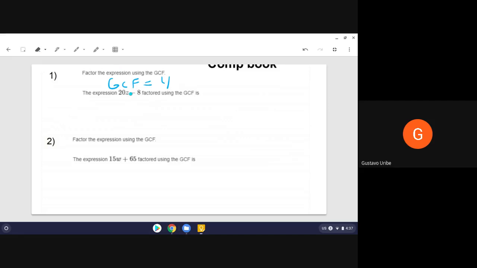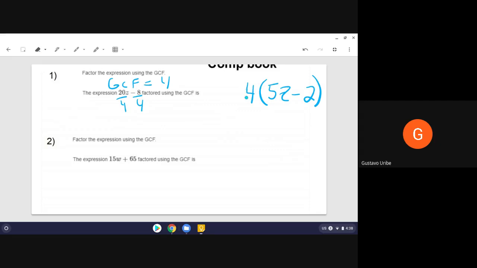Now, I'm going to take a 4 and divide each of these 2 things by 4. So 20z by 4 will give me 5z. Negative 8 by 4, well, different signs. This will give me a negative. And 8 by 4 will give me 2. Now, if I multiply this out, if I distribute it, it should give me 20z minus 8. And that's how I can double check that I did this correct.